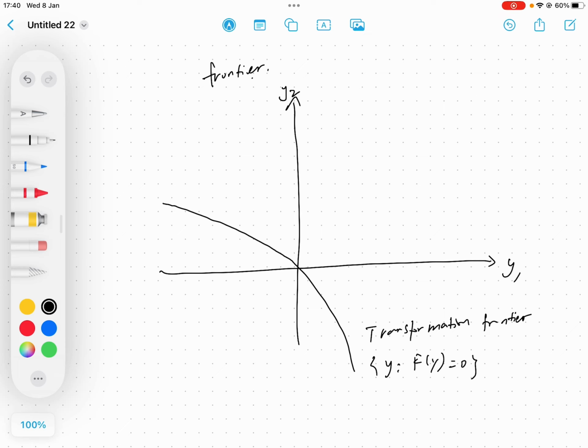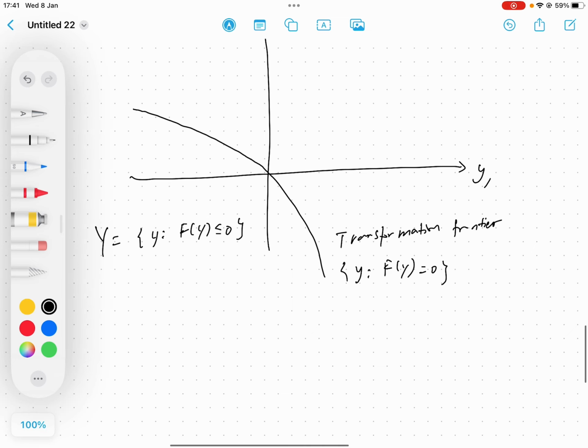All the area to the left or below this curve will be the capital Y, where y is such that f(y) is less than or equal to 0. So this is an example of the transformation frontier. Further, if we assume that this f function is differentiable, and the production vector y bar satisfies f(y bar) equals 0, then for any two commodities, the ratio of the partial derivatives of f at y bar with respect to y_l and y_k has to be the slope of the tangent line to this curve.